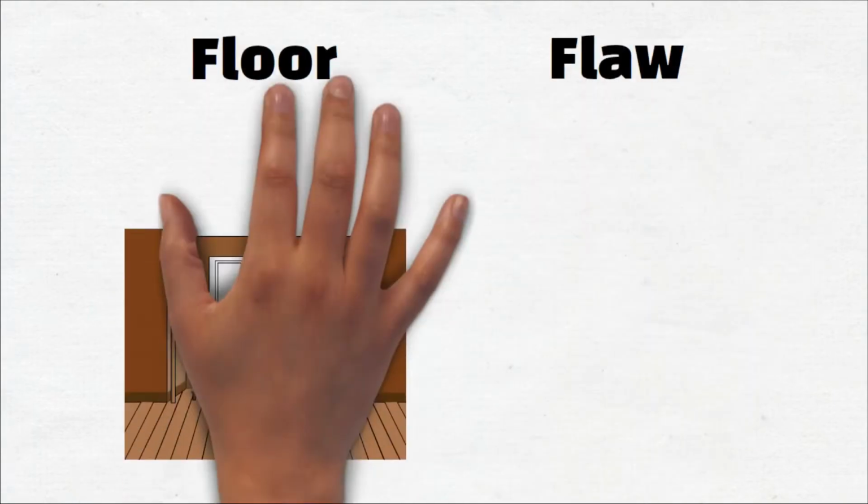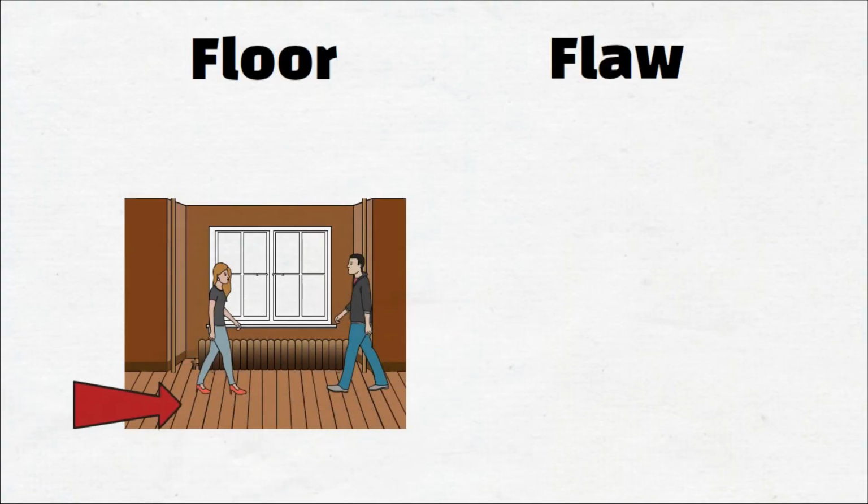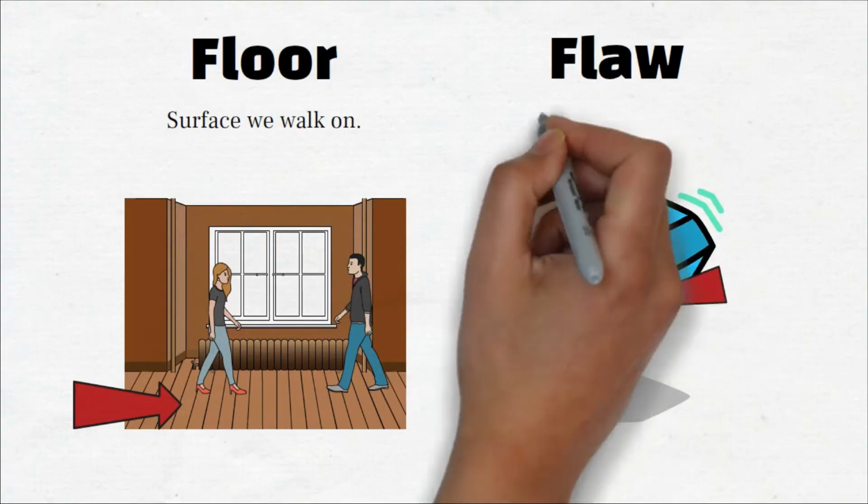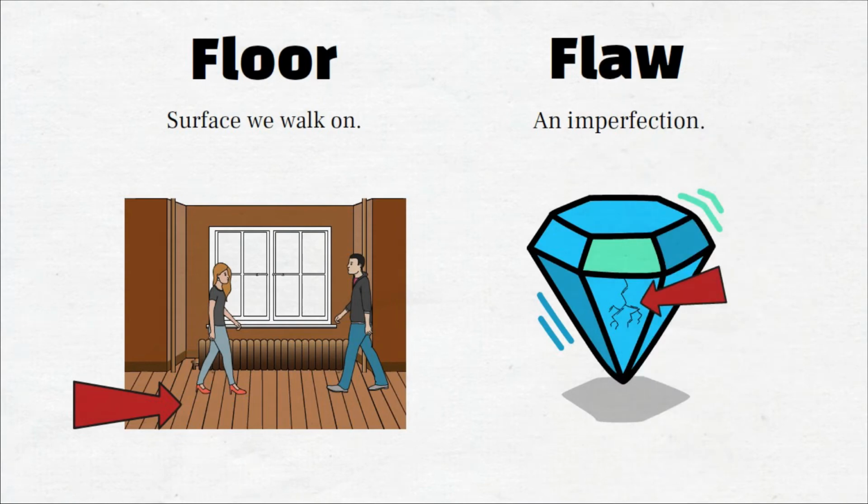Floor. The first is a surface we walk on, and the second means an imperfection.